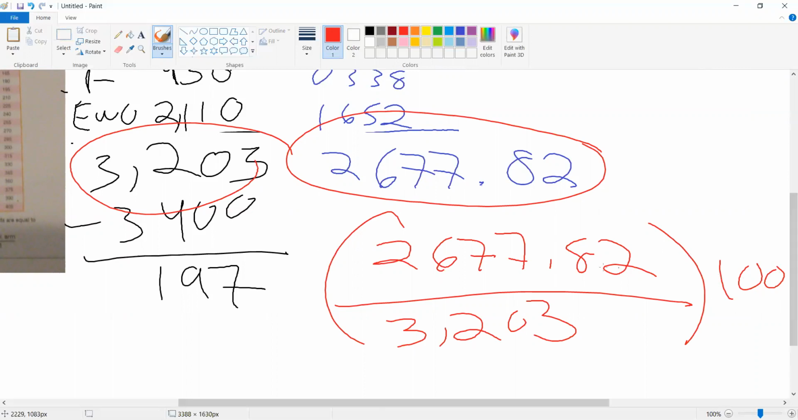Now, when you do the math, you also will be given a more exact number. So 2,677.82 divided by 3,203, times 100, and we get 83.6. All right, so that is one way of working out the problem.